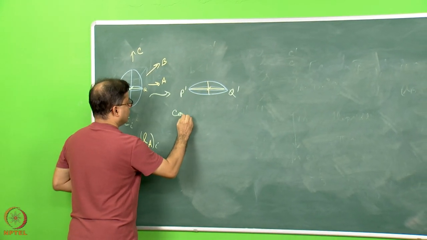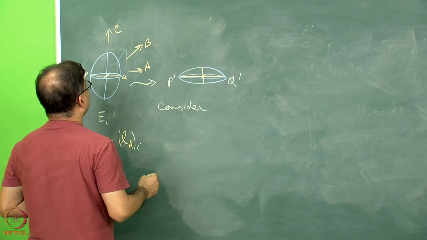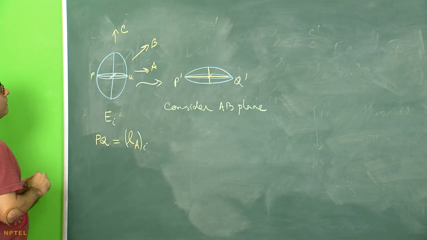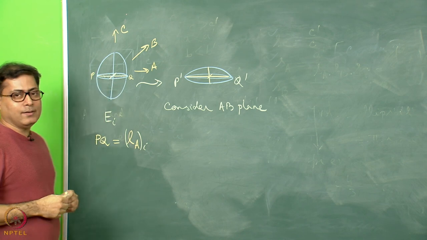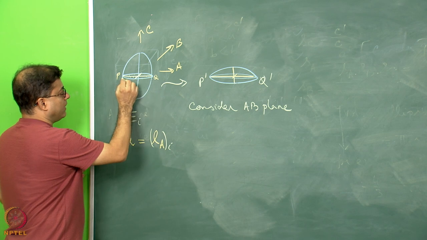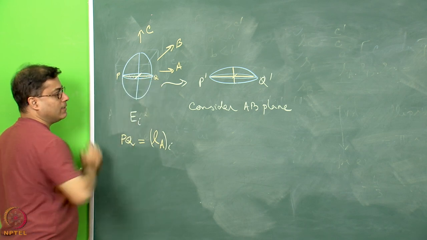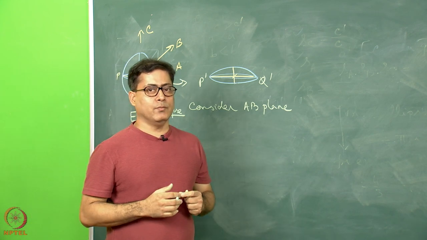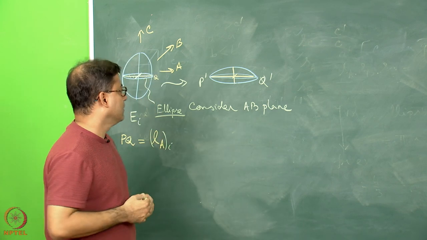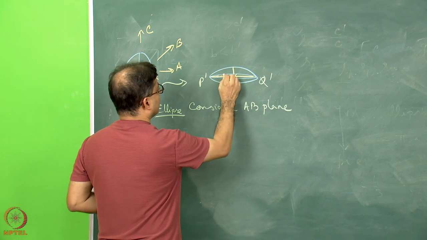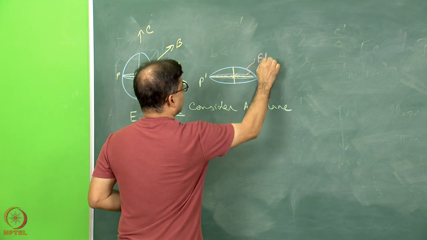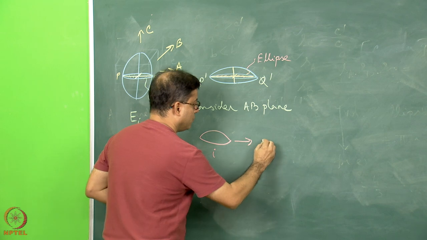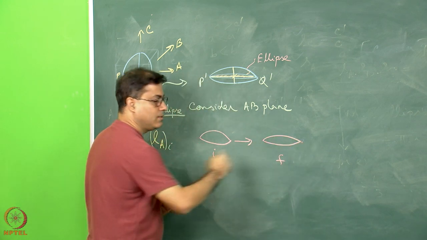So let's consider the AB plane. So where is the AB plane? This is the AB plane. So on the AB plane, consider that this blue line shaded region is basically, this blue line is indicating an ellipse, which can also be a circular one, but let's consider the more general case that it is an ellipse. And after deformation, the AB plane also becomes another ellipse. So what I mean is that there is an ellipse in the initial condition that deforms to another ellipse in the final situation.